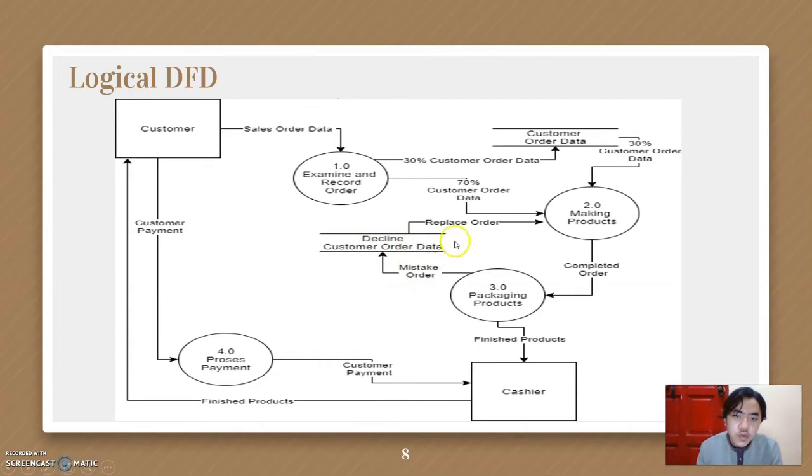Sometimes there will be a mistaken order, and then the mistaken order will be sent to the decline order data. From there, it will be replaced, and then we go through making the product again, and then packaging the product again. Then the finished product will be sent to the cashier. After that, the customer will make a payment. Then we go to the next process, which is process payment. After that, the payment will go to the cashier, and then the cashier will send the finished product to the customer.